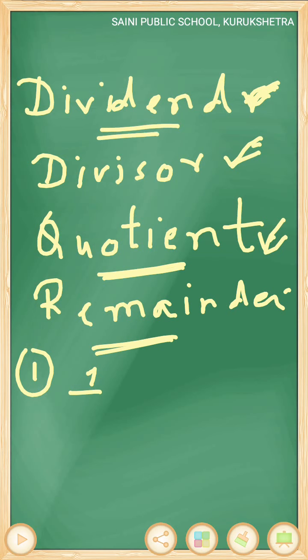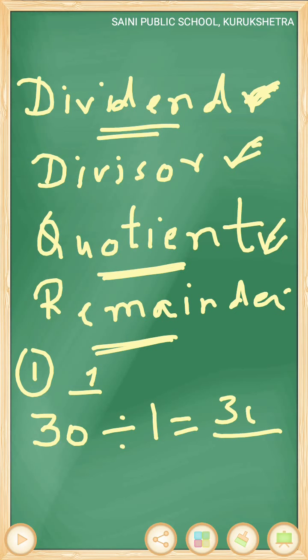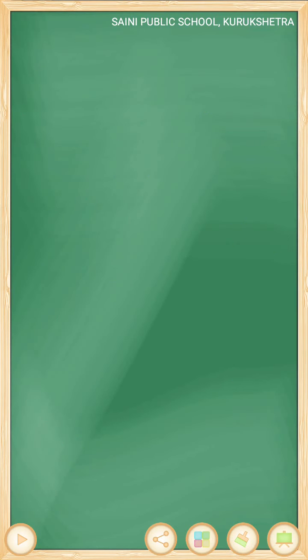Suppose if I divide 30 by 1, then what I will get here? I will write here 30, because if we divide a number by 1, the quotient and dividend are same. We need not divide it by 1, we can write like this. Okay, now what is second property?